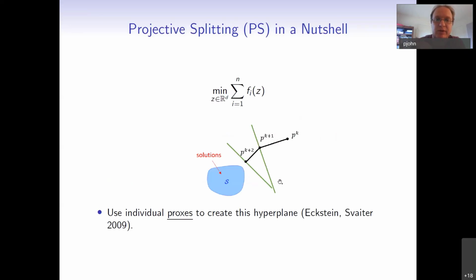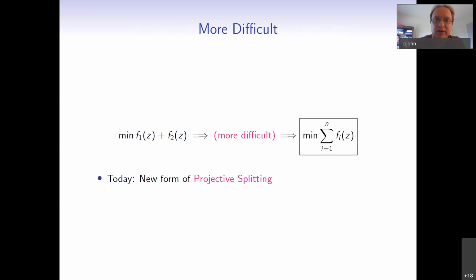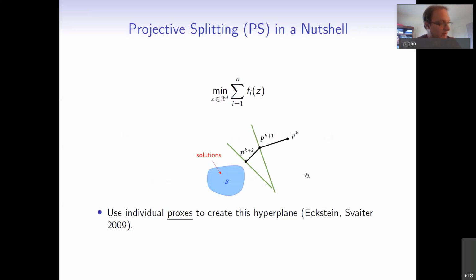There are a few different ways to solve it that I'll also discuss, kind of competitors. But let me give you projective splitting in a nutshell. The basic idea of projective splitting, the reason it's called projective and splitting, is this. We're trying to minimize the sum of functions. Let the solution set of the optimization problem be this blue set. This is the set of minimizers.